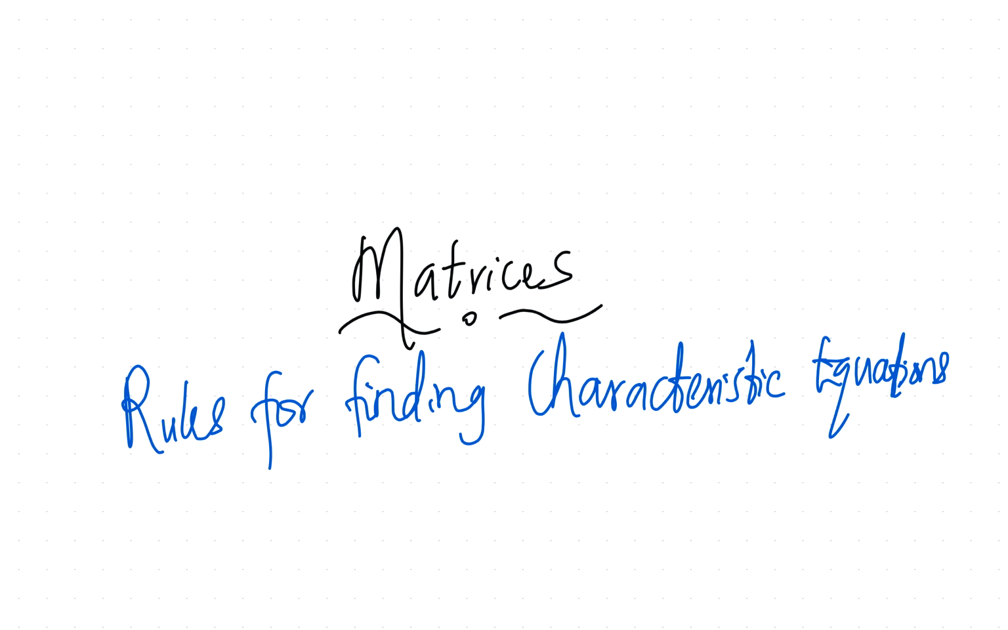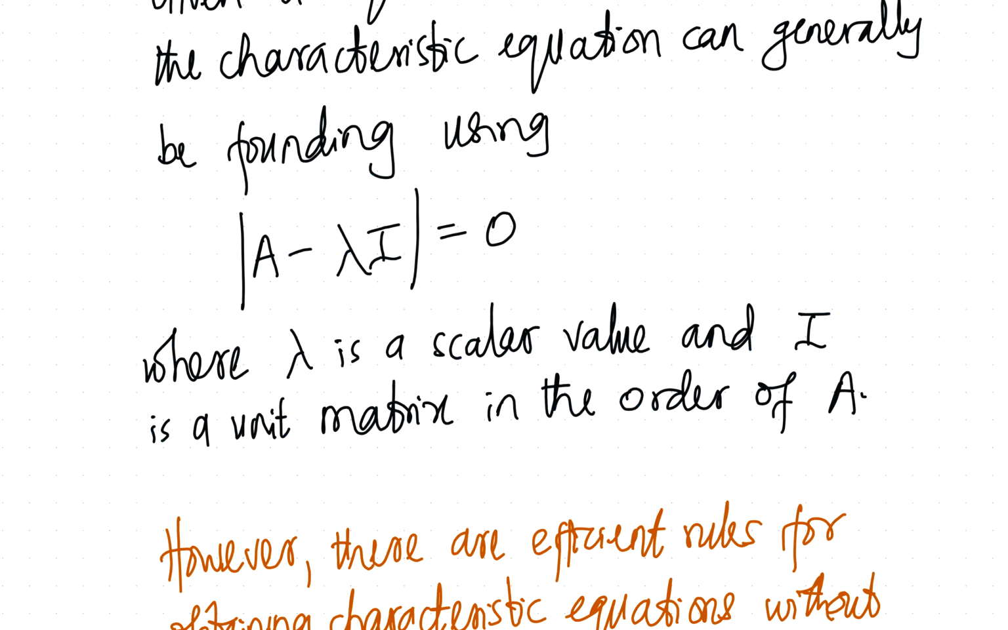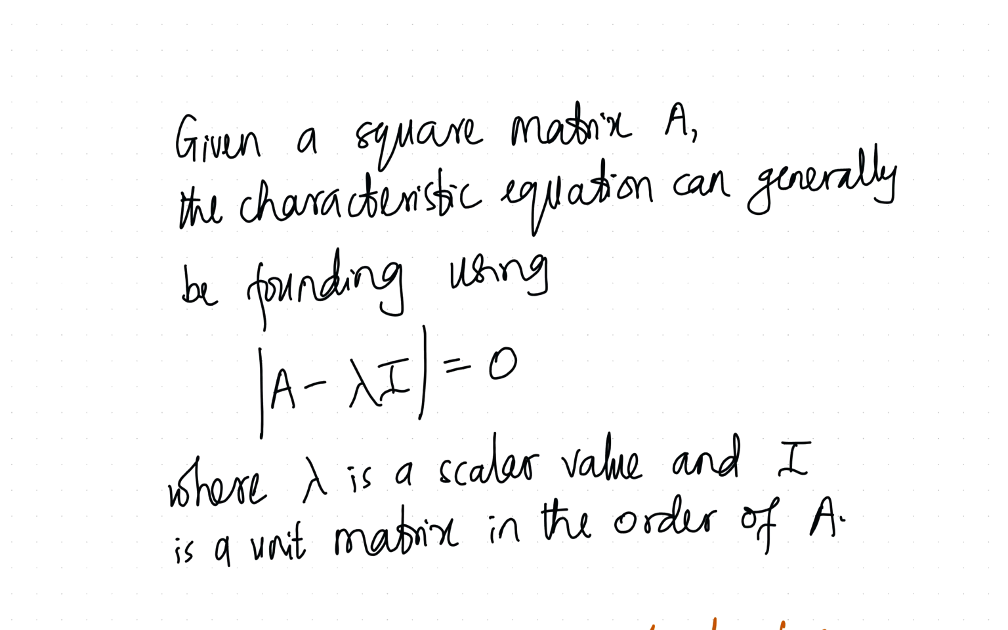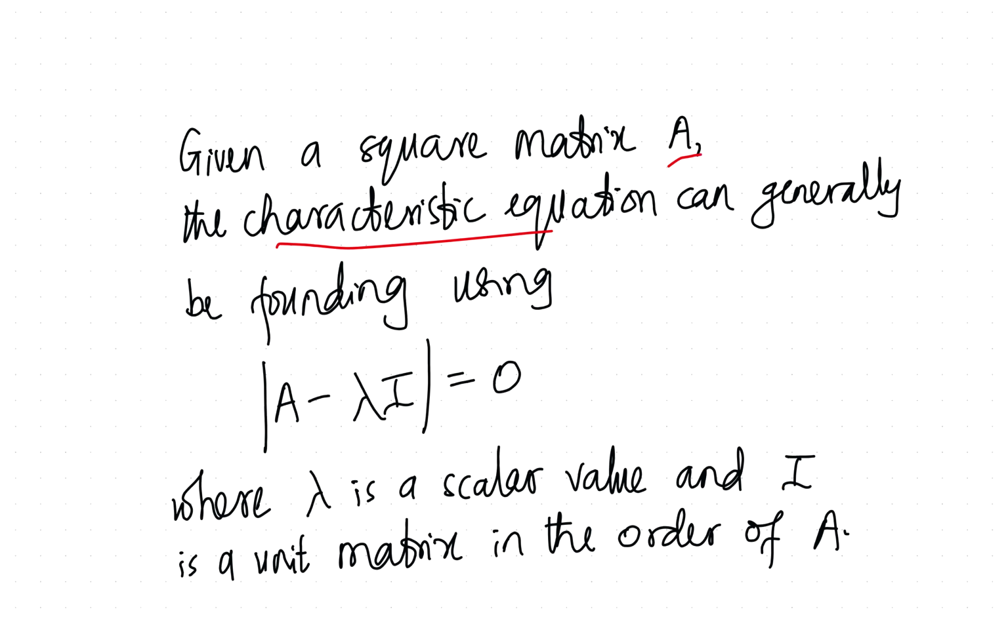Generally speaking, we know that given a square matrix A, the characteristic equation can be found using this expression: the determinant of A minus lambda I equals 0. This was useful for us when we talked about Cayley-Hamilton. If you have not seen Cayley-Hamilton, check the playlist for matrices. I've done something about that. So, A minus lambda I.